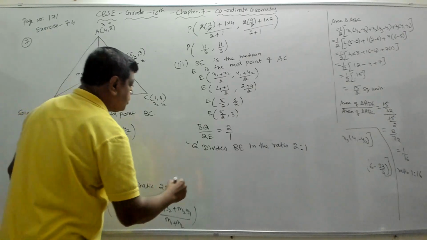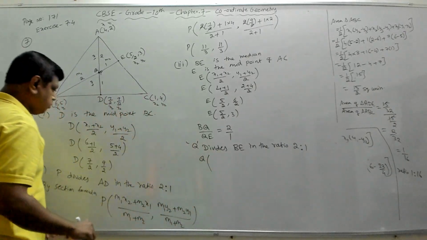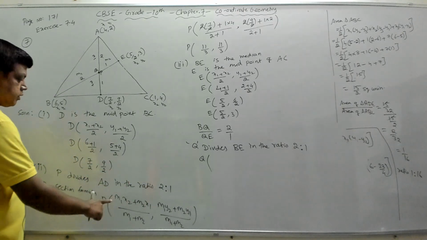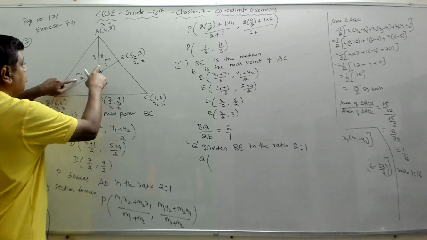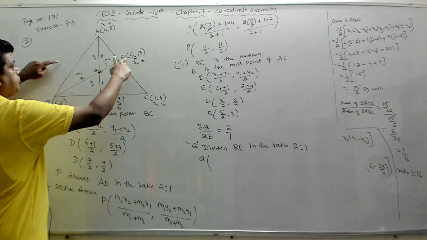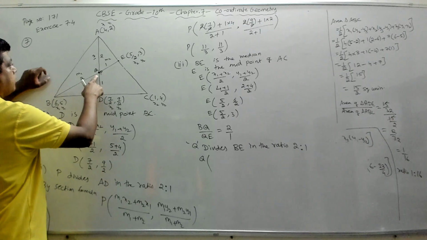So which means our Q is given by what? Q is again the same section formula. So I'll directly substitute in the section formula. Here M1 is 2, M2 is 1 for this point Q, right?